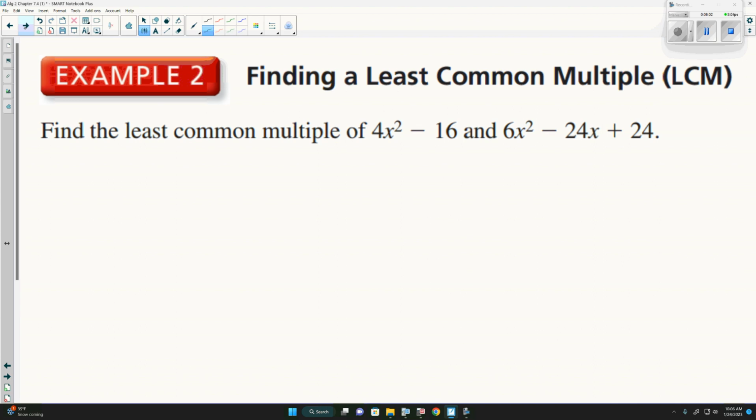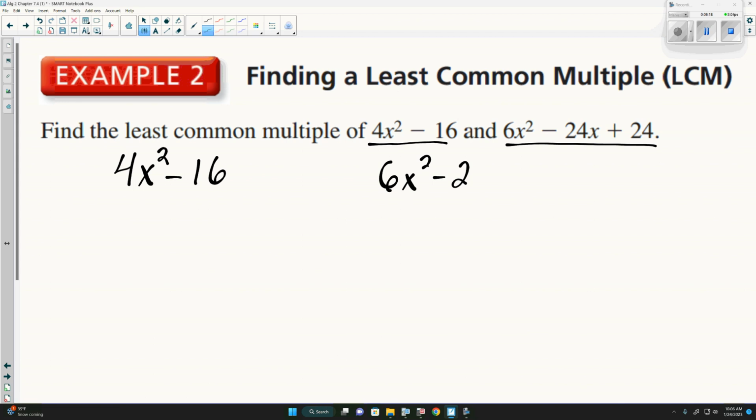So when we look at least common multiple, we're looking for the first thing we can turn both of these into so that they are the same, and we're looking for the smallest one. So the best thing to do for this here is we're going to take 4x squared minus 16 and 6x squared minus 24x plus 24 and factor them down. Because with polynomials, we want to factor them down into smallest terms and go from there.